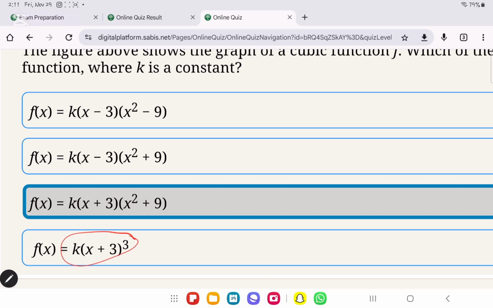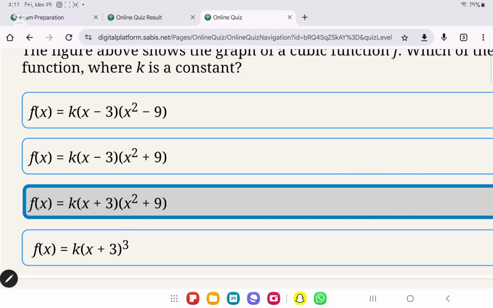Now this one is a very good trick they put here. If you solve it, you're going to do x plus 3 equals 0, x is minus 3. Oh, this one also has an x-intercept of minus 3, but we do not choose it. Why don't we choose it? We don't choose it because, look, it is to the third power. That means it has 3 roots, okay?